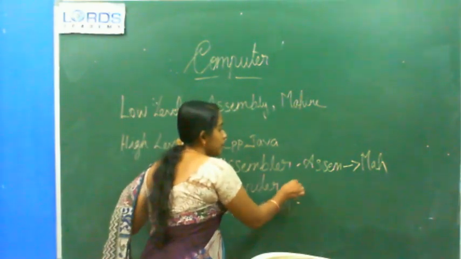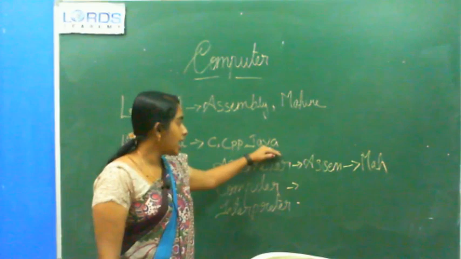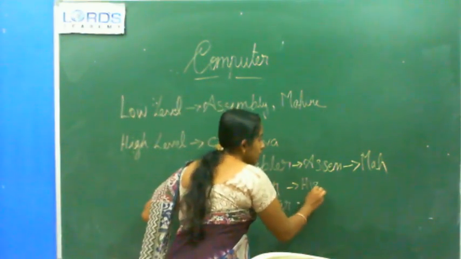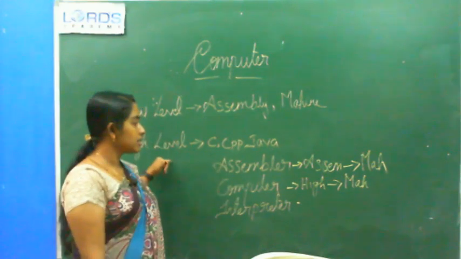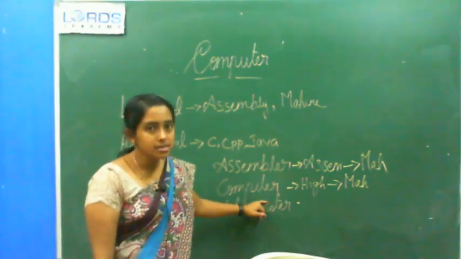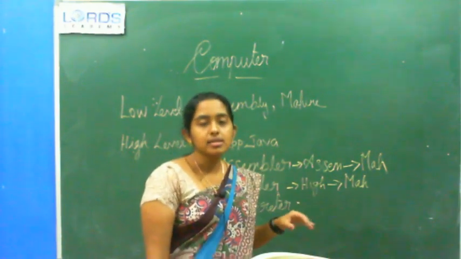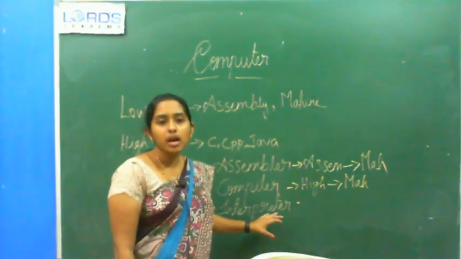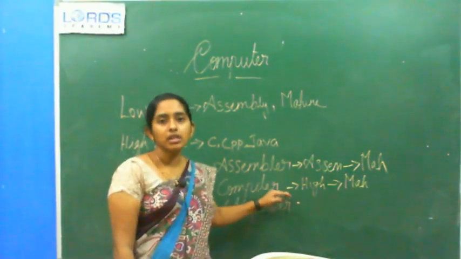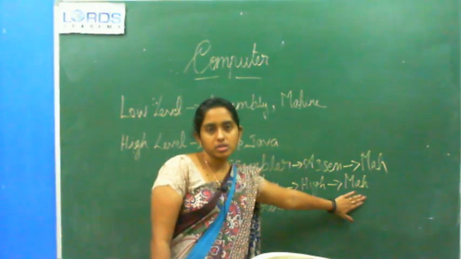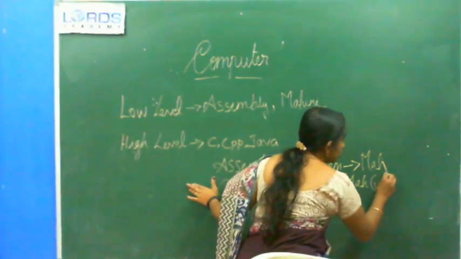And the next one is compiler. This translator will convert a program written in high level language into machine language by using this compiler. But one difference is there: this compiler converts the entire program at a time. It translates the whole program in a single operation. At that time itself, the compiler will convert the whole program into machine language, fully converted.